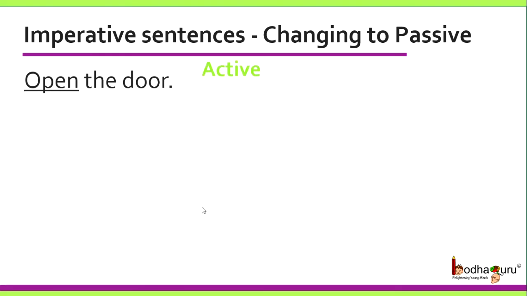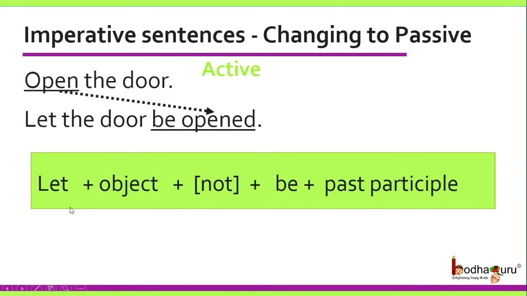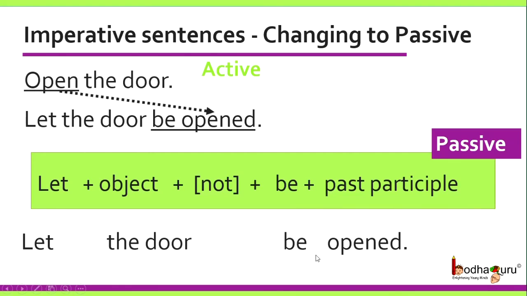Open the door. This is an active voice. And how do we change it to passive? Let the door be opened. Open becomes be opened. So the format of imperative sentence in passive voice is let plus the object, which is door here, plus optional not for the negative sentence, plus be plus past participle. So this is passive voice. Let the door be opened.